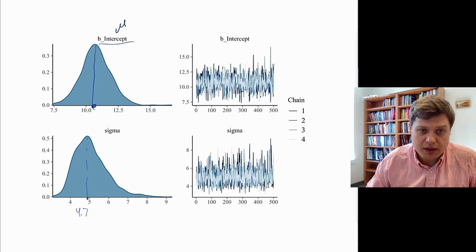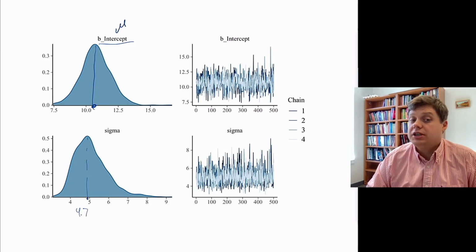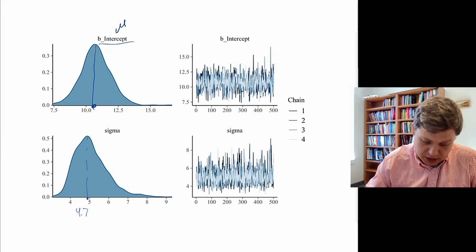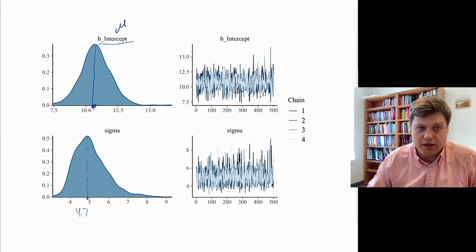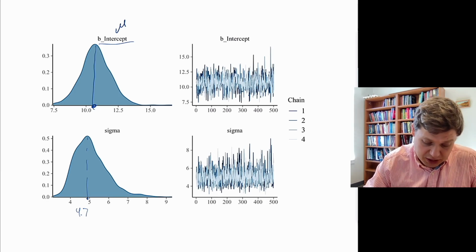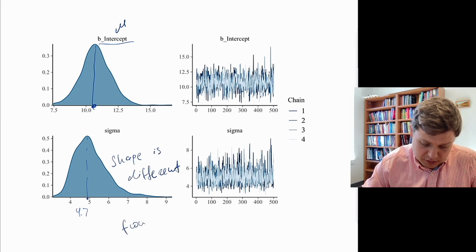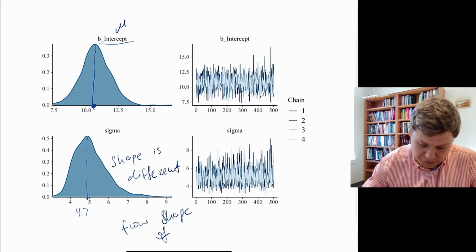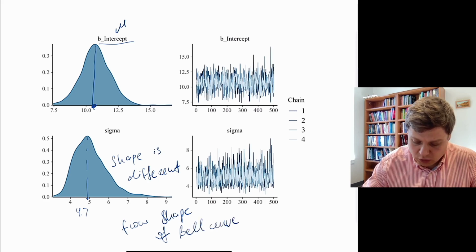And for the sigma, it's centered at around, looks like, also 4.7 here, so slightly left of the 5. But the shape is now different. The shape is not normal. You know, it has a heavier right tail compared to the left tail. So this shape is different from the shape of the bell curve that is assumed in the Laplace approximation.